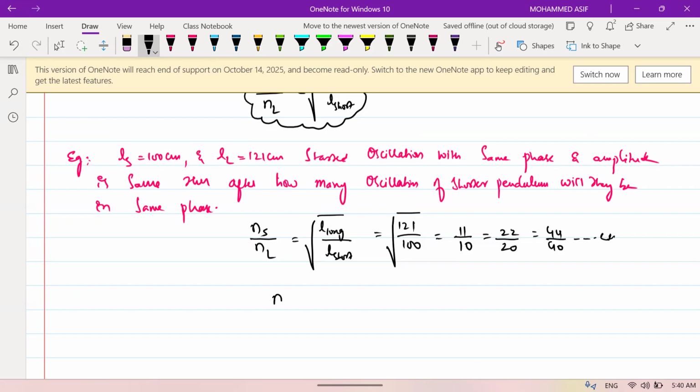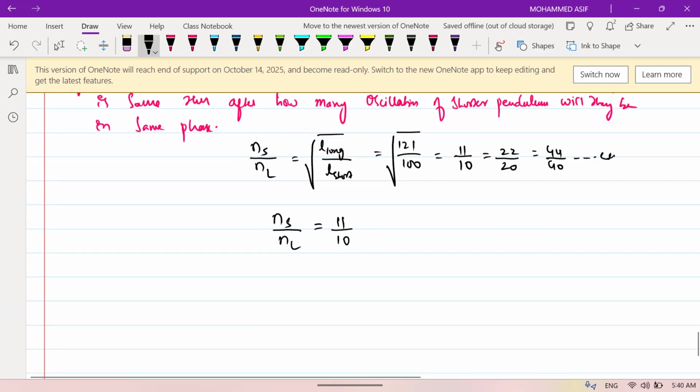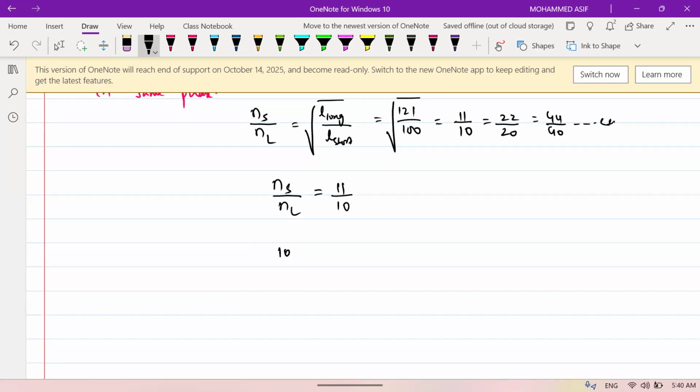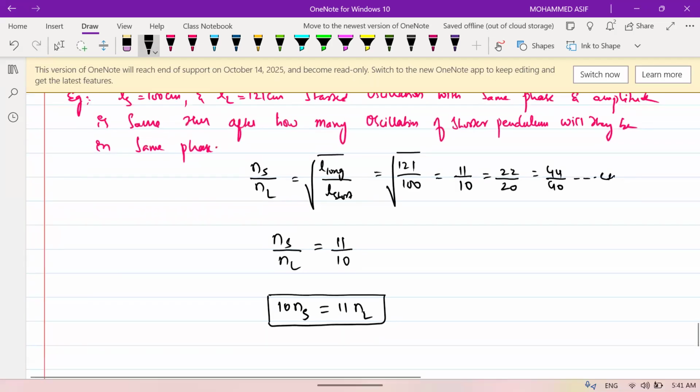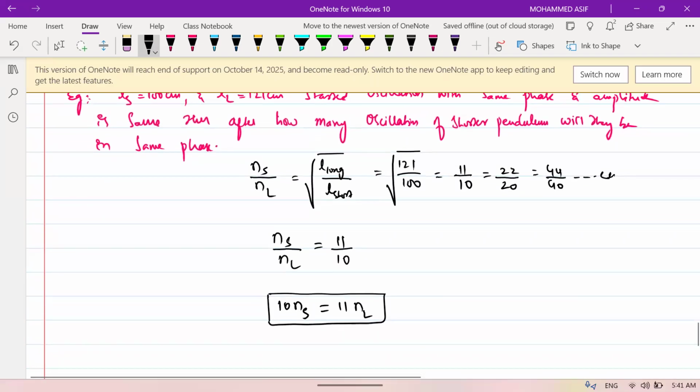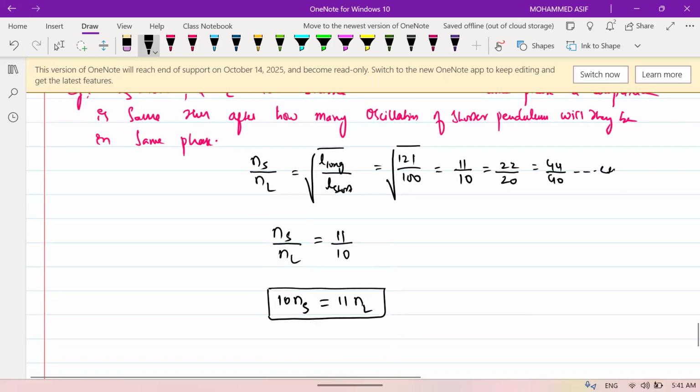So if I take the first condition, NS divided by NL will be equal to 11 divided by 10. Isn't it? So 10 oscillations of your shorter pendulum will be balancing with 11 oscillations of your larger one. By the time the longer one makes 11 oscillations, that will be equal to 10 oscillations of the smaller one. Like that. Or 22 divided by 20 or 44 divided by 40. Go on like that.